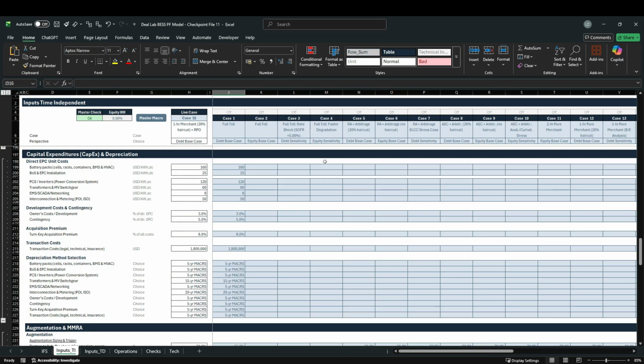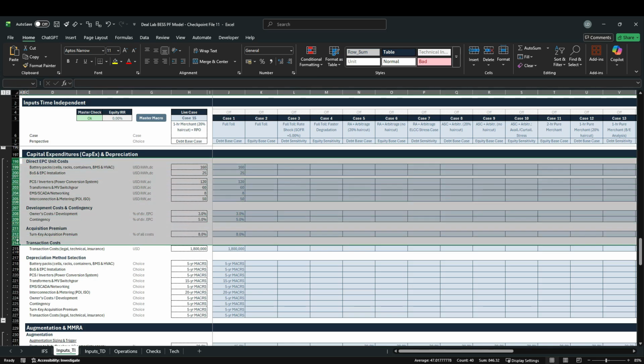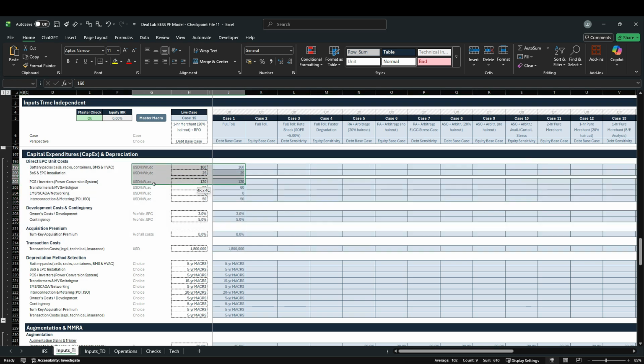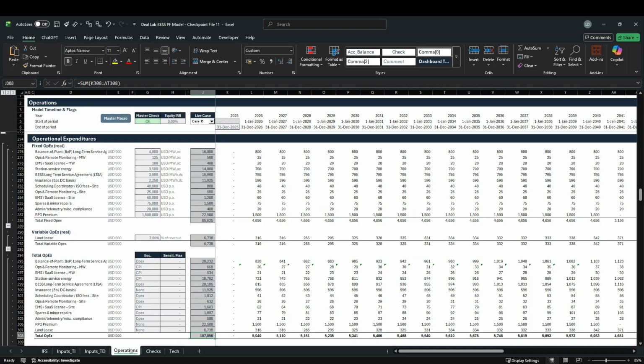Now let's move back to the checkpoint file from our previous lesson. All of these CapEx items are reflected here in the inputs time independent sheet. We capture the costs and units for each EPC component, the percentages for development and contingency, the acquisition premium as a percentage of all costs, and the lump sum transaction costs. Now let's move on to the operations sheet and translate those inputs into the model logic.